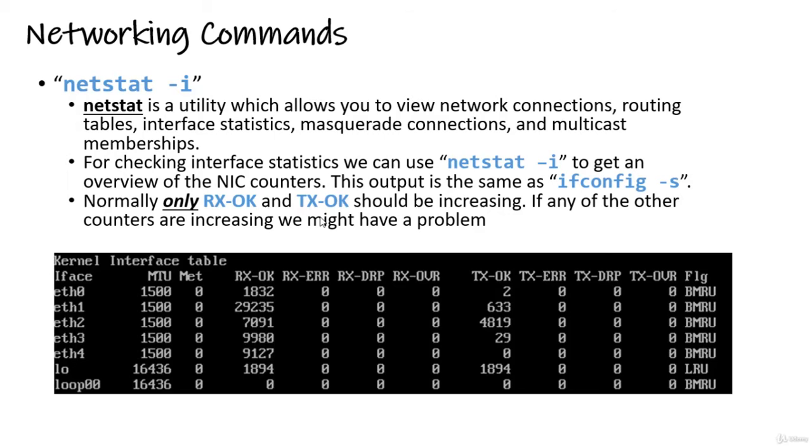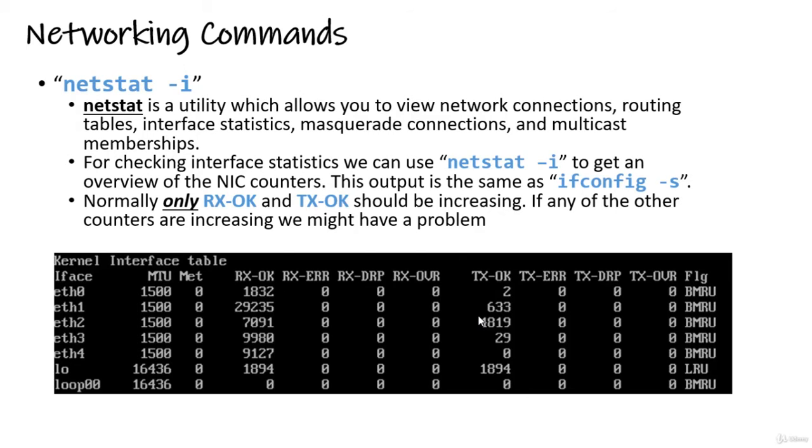Alright, so next what we're going to have here is netstat -i. It's a utility that allows you to view network connections, like routing tables, interface statistics, NAT connections, multicast memberships, whatever. A lot of information you can get here. You can check network interface statistics when you type in that syntax, netstat -i. You're going to get an overview of network counters. And it's going to be the same as ifconfig -s. So there is a lot of information here, right?